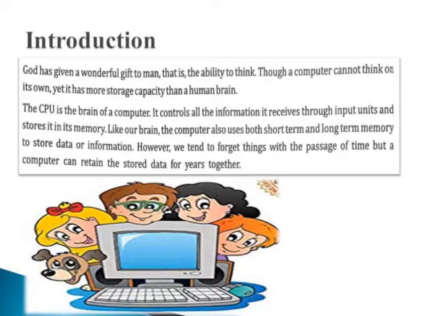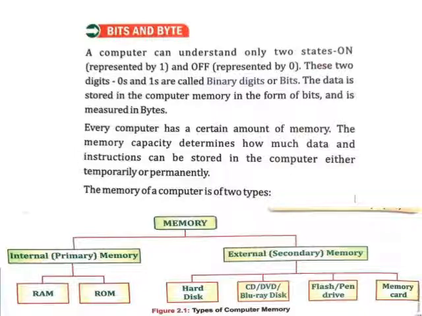Bits and bytes. A computer can understand only two states: on, represented by 1, and off, represented by 0. These two digits, 0s and 1s, are called binary digits or bits. The data is stored in the computer memory in the form of bits and is measured in bytes.